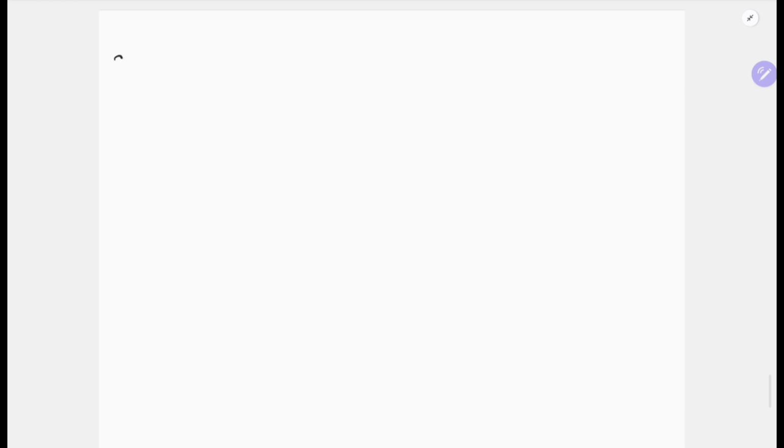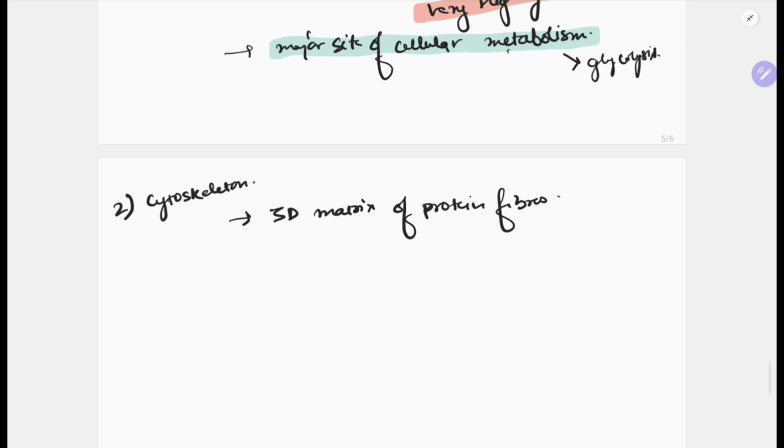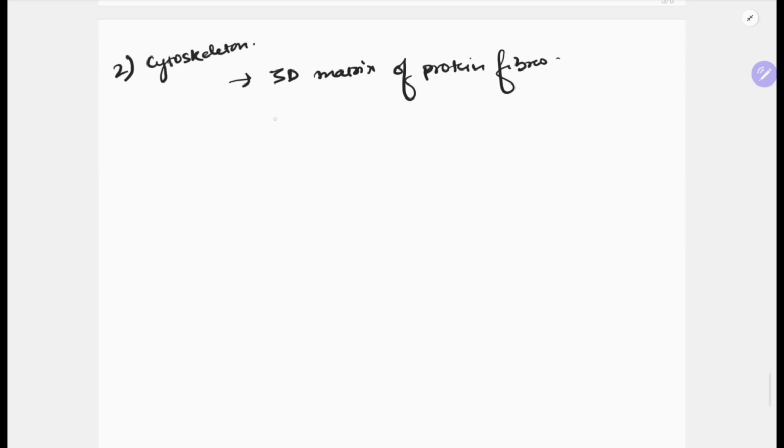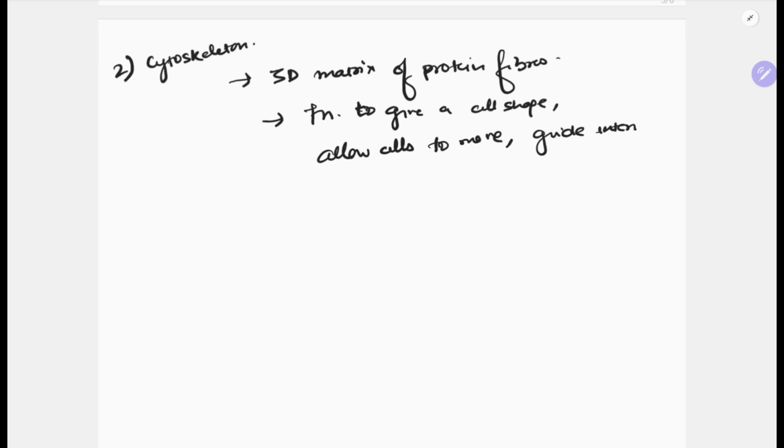Okay. So the second component that we need to study is cytoskeleton. So what is this cytoskeleton? Basically this is a mechanical structure provided by the proteins to a cell. It is made up of a three-dimensional matrix of protein fibers. And these have a function to give a cell shape, allow a cell to move, and guide the internal organelle movement.